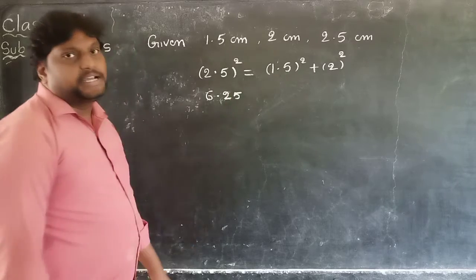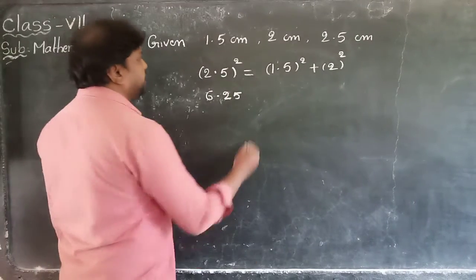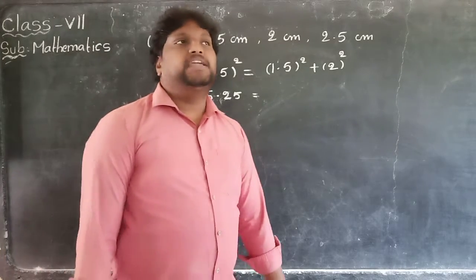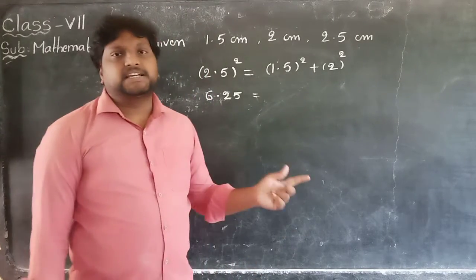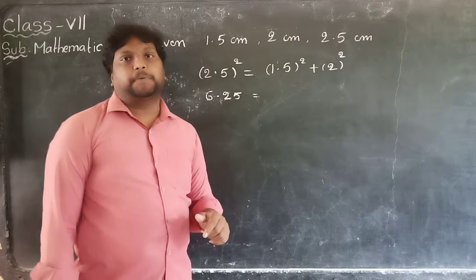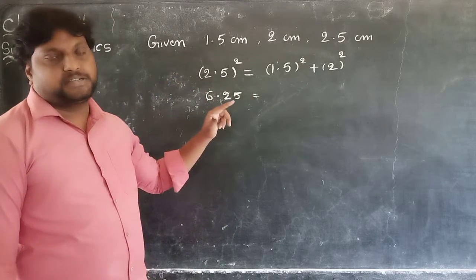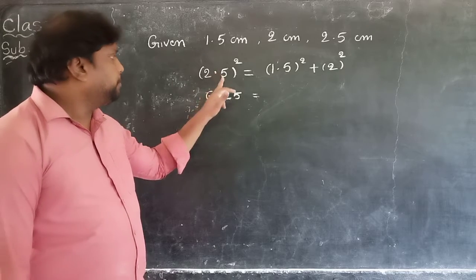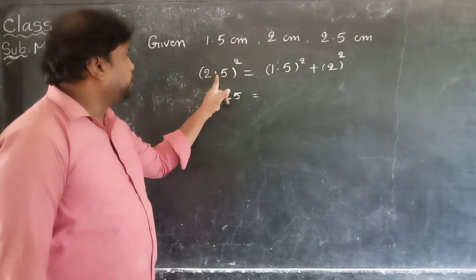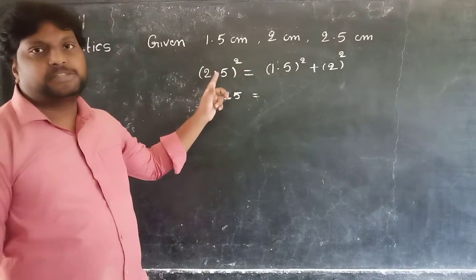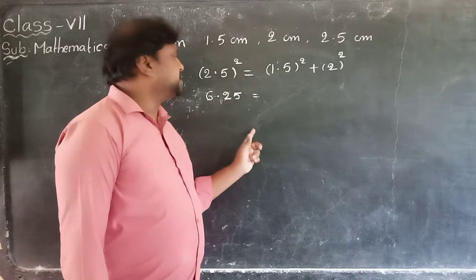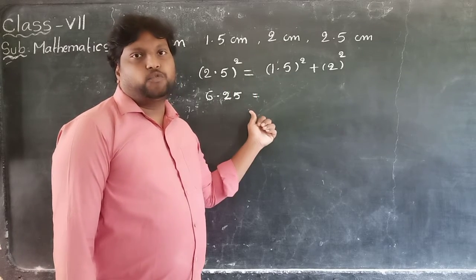6.25 will be the answer. Already we completed the decimal topic. If you multiply two decimals, just count the decimal places in both numbers, multiply the two numbers, and again count from right to left. Here in 2.5 the decimal part is one digit. If you multiply the same value, the decimal part will have two digits.